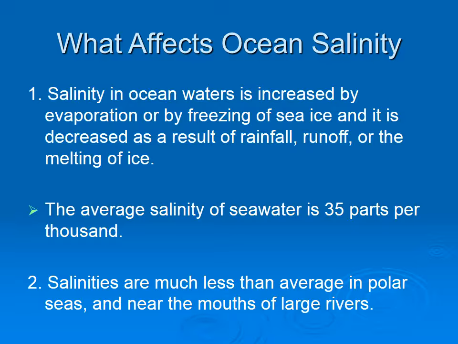Salinity is also increased by the freezing of sea ice and is decreased as a result of rainfall. So when you have rain, fresh water, that mixes with the salt water, or when you have melting of ice, which is fresh water, mixing with salt water, it's going to make it less salty. The average salinity of seawater is 35 parts per 1,000. Now again, I just said that it's not the same across the whole ocean, but that's how salty it is on average. And salinities are much less than average in the polar seas, and near the mouths of large rivers.